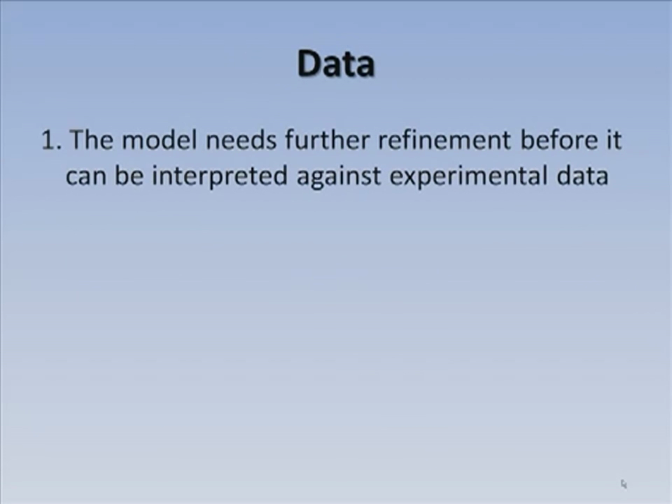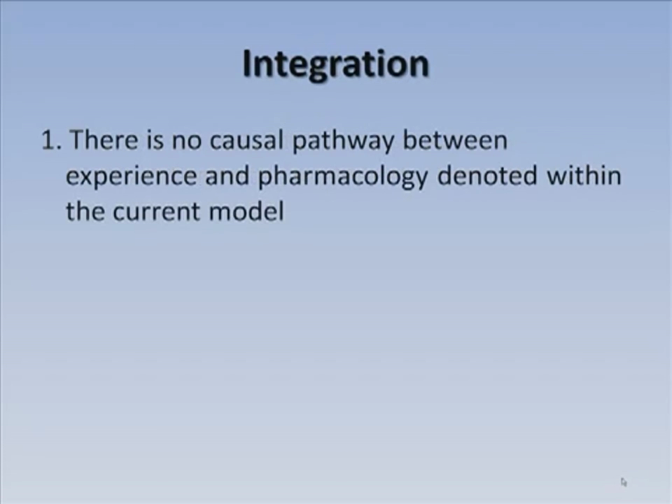Now looking at the data, well, the model's very crude at this point in time. It needs further refinement before we can look more closely at the data from experimental studies that have already taken place. Integration. The model contains references to sensations and emotions and also to basic pharmacology, but there's no link or causal pathway between those different elements, so that needs to be developed over time.